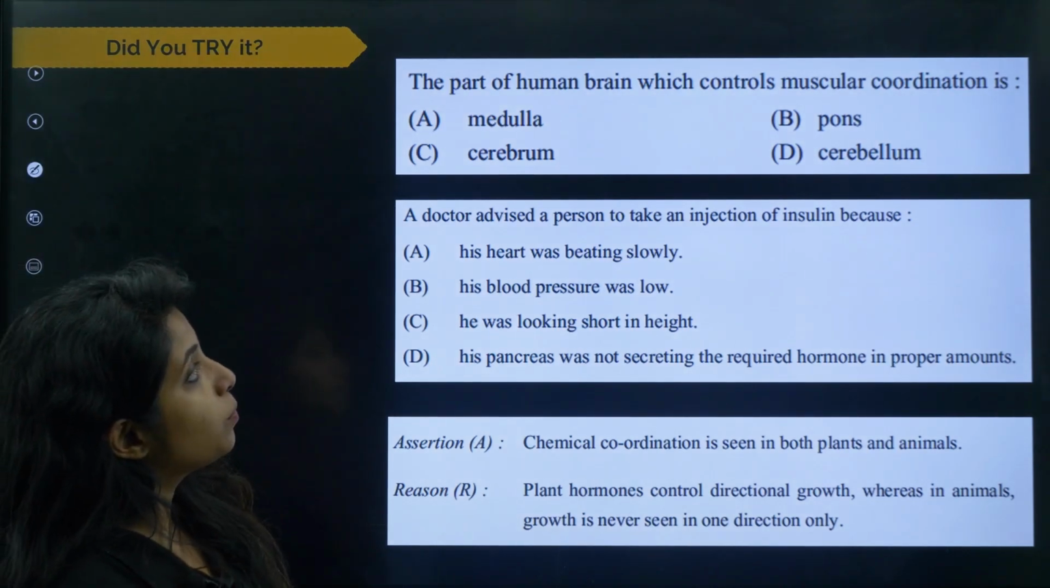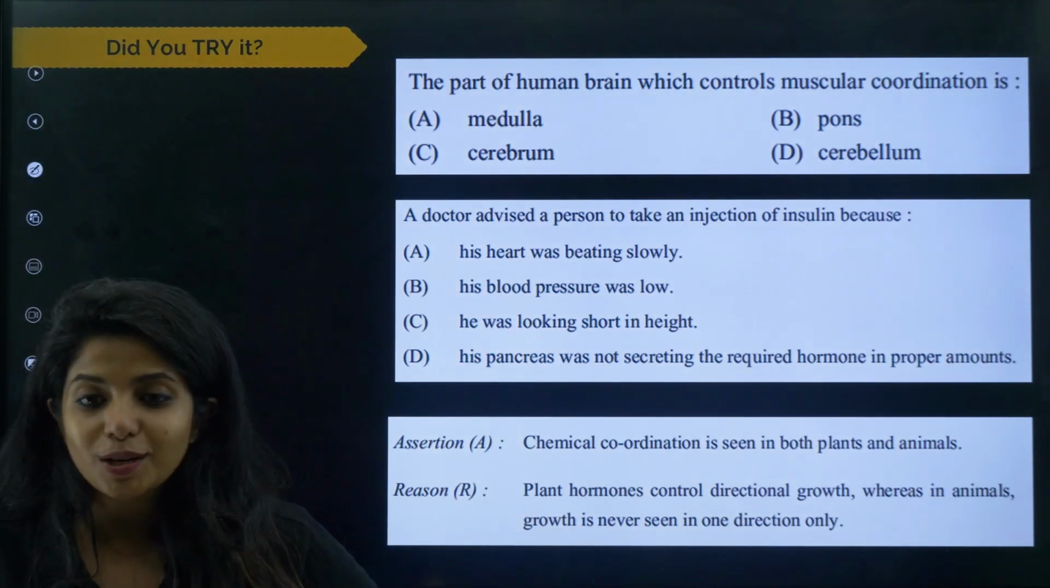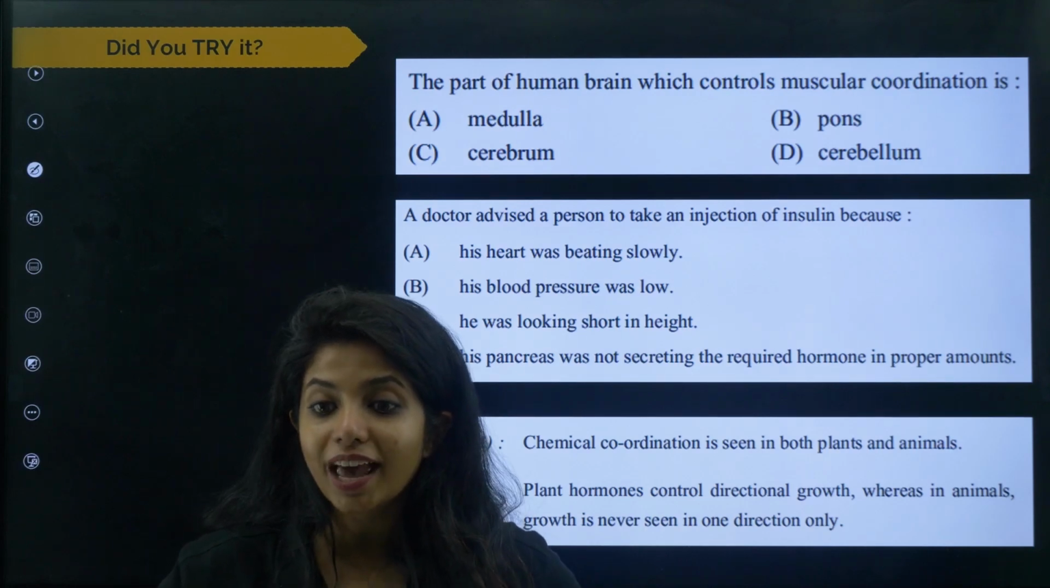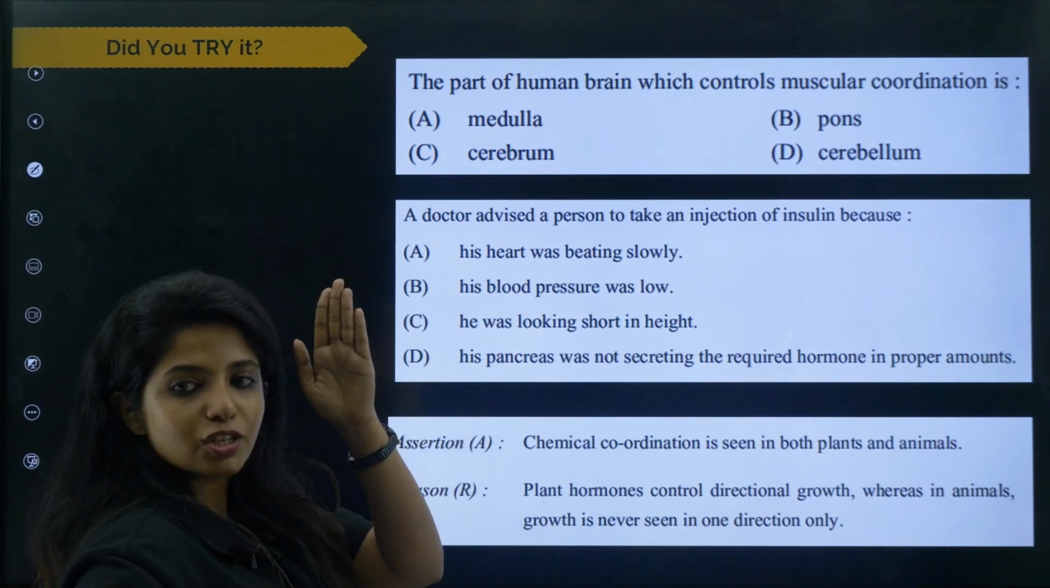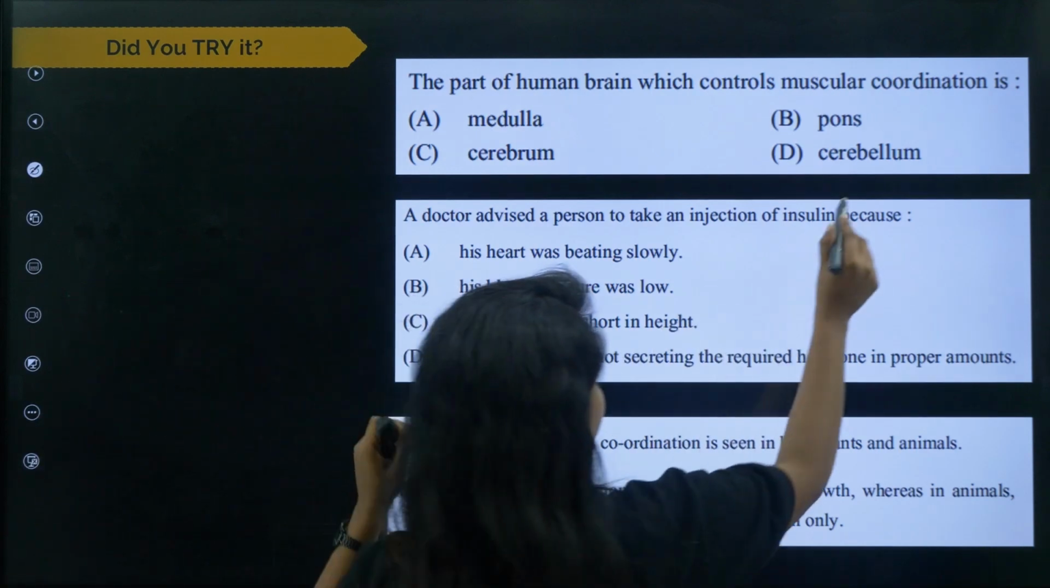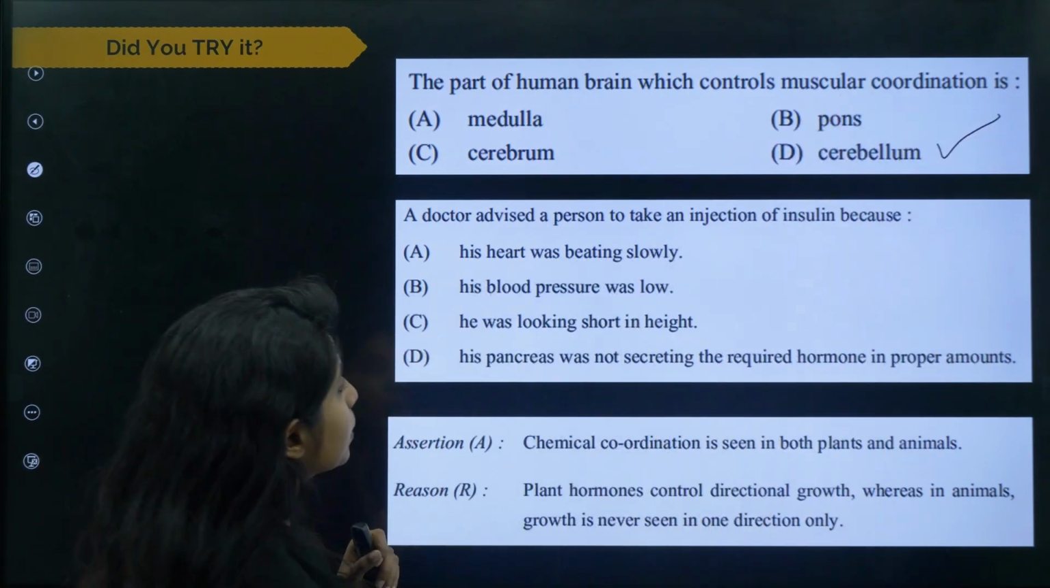The part of the human brain which controls muscular coordination, posture, everything. As I said, posture is like this, we have to maintain it straight. So what has two L's like this? It is cerebellum, so it will be cerebellum.